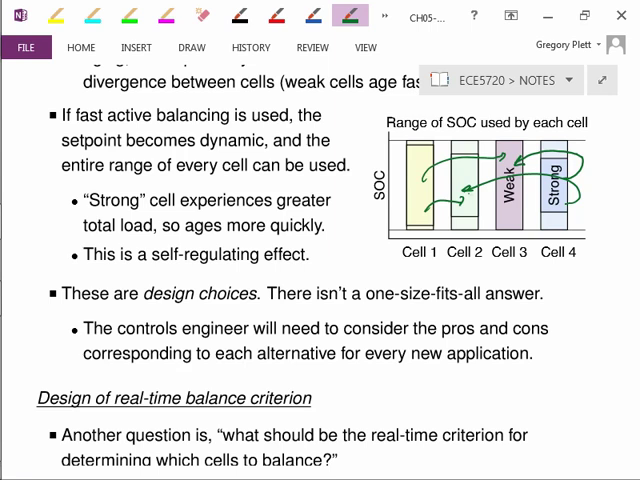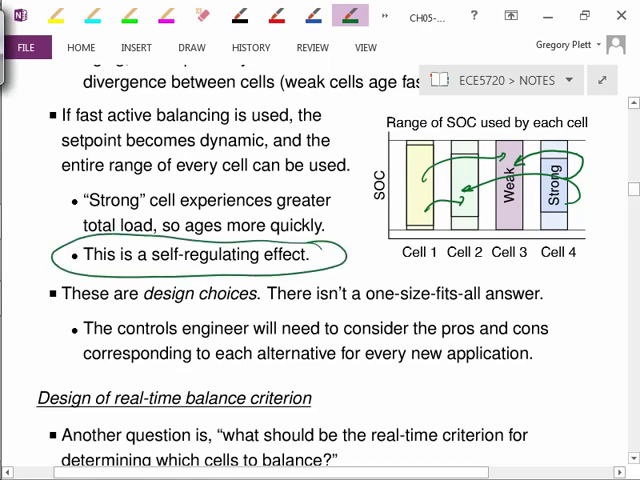sense, so that all of a sudden the pack is not only balanced more in terms of the instantaneous state of charge of the pack, but it's also balanced more in terms of the strengths of the cells. So this is a self-regulating effect, which is kind of cool. So there are some benefits to being able to do fast active balancing. And again, these are design choices. Which one of these four do you choose? There's not an answer that's going to fit every scenario.